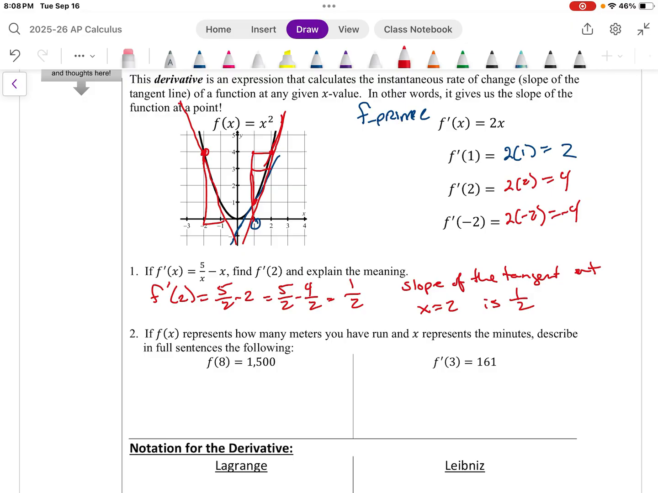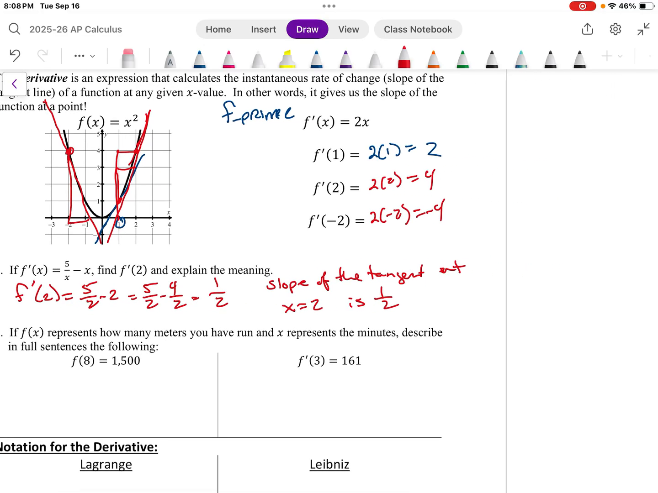We can also say that the instantaneous rate of change when x is 2 is 1/2. So if we want to write that down: the instantaneous rate of change when x is equal to 2 is 1/2.